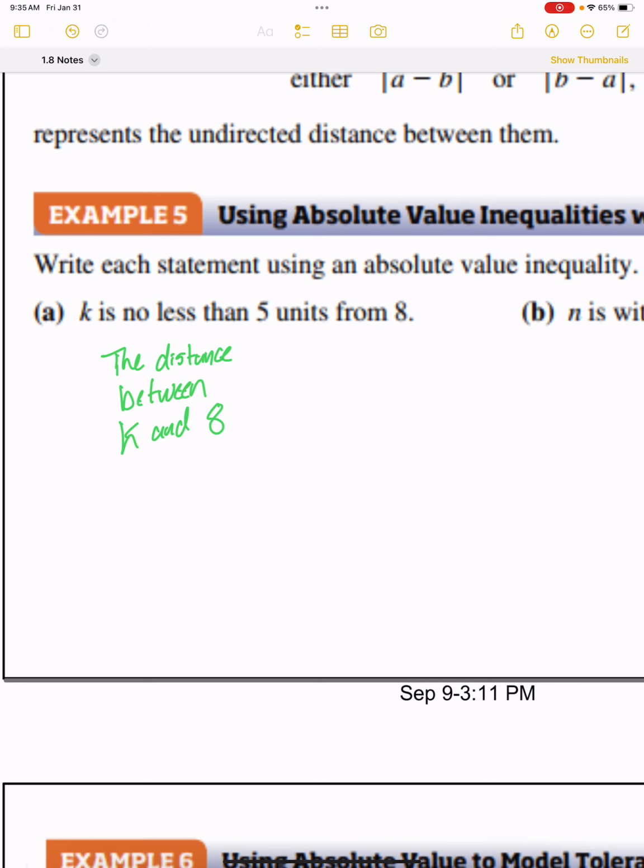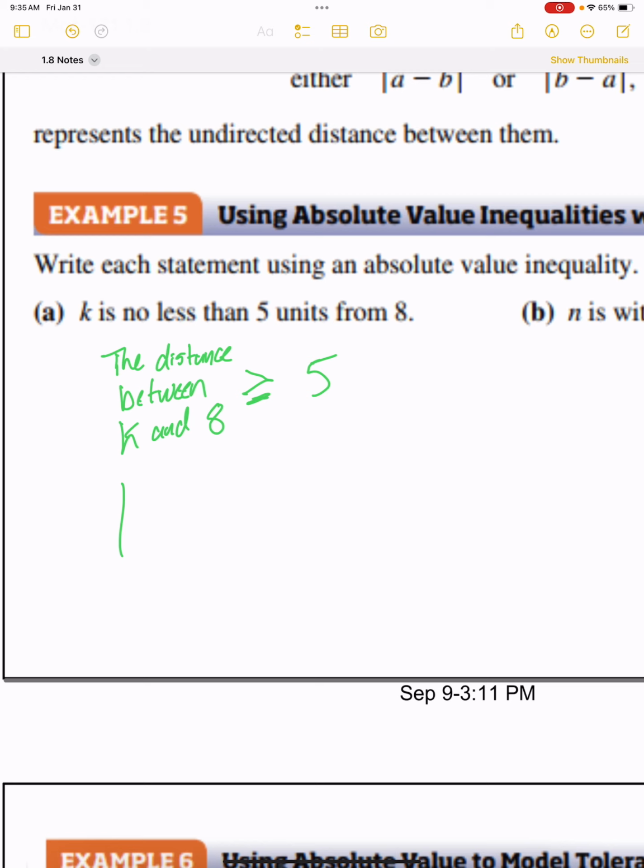If you owe me no less than $5, can you pay me $5? Yeah. Can you pay me $6? Yeah. Can you pay me $25? Sure. Can you pay me $4? No, sir. You owe me no less than $5. So it has to be greater than or equal. And we're talking about 5. All right. So K is no less than 5 units from 8, right? From 8, the distance between K and 8 is more than or equal to 5.